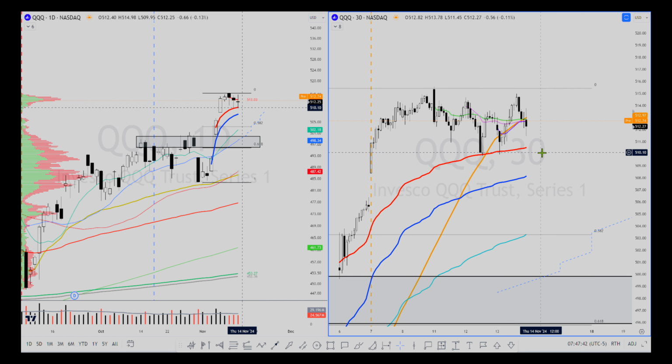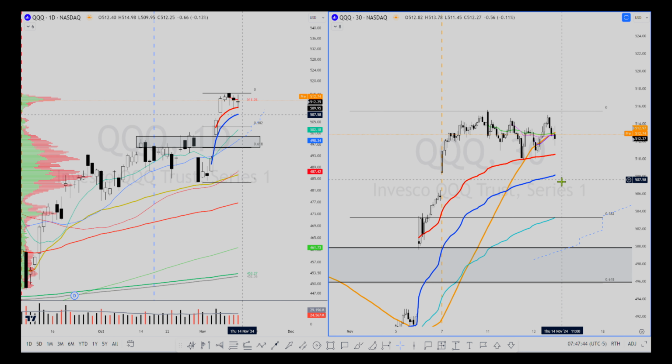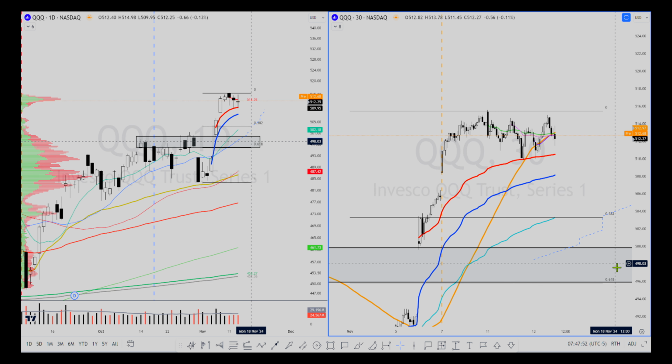If this 510 breaks, then monitor that further decline to 507. This potential area of support could act as resistance for further decline down to this 503 and a potential further down into this 497 area maybe.